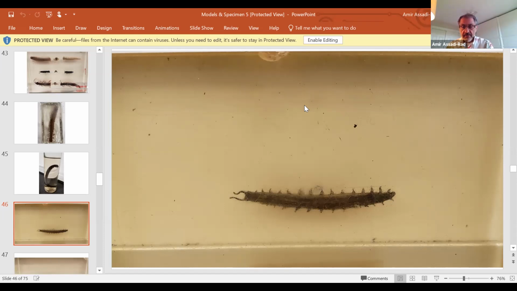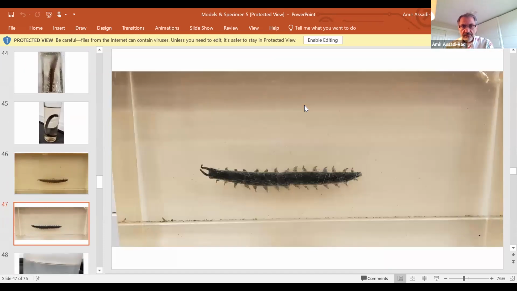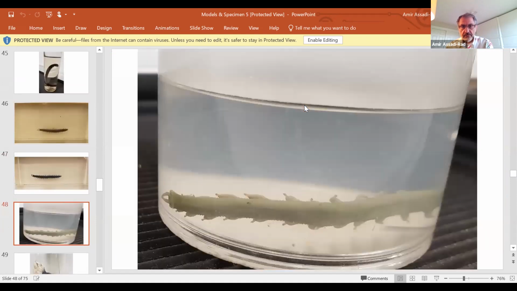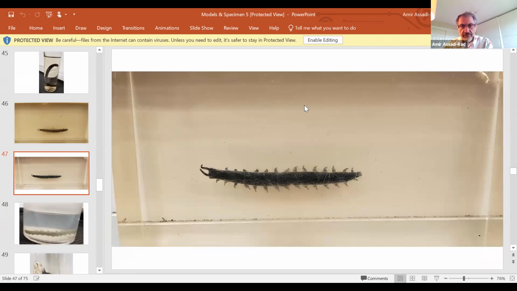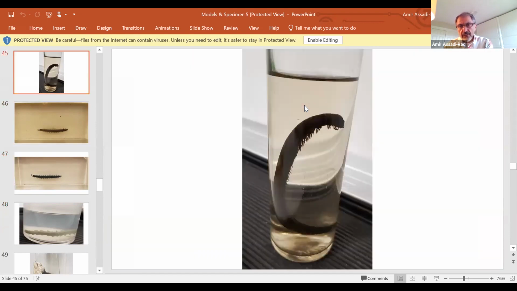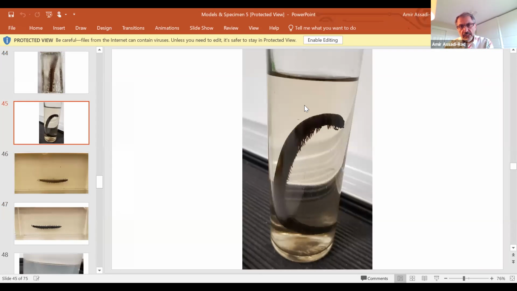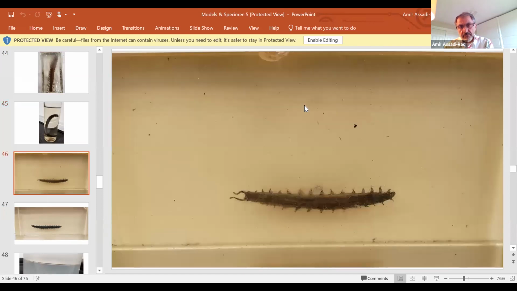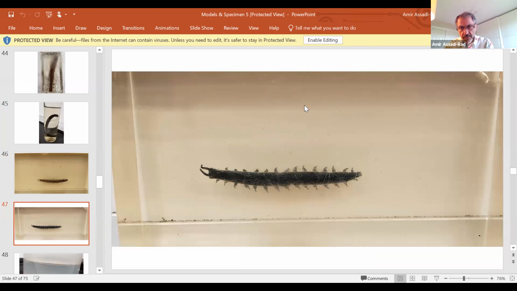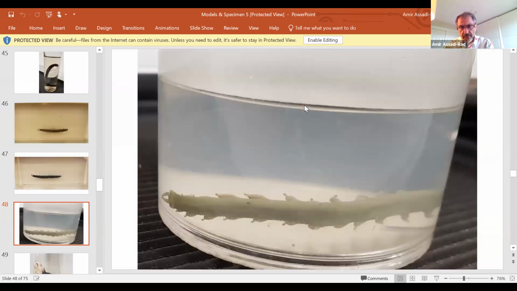Velvet worm, phylum Onychophora. Of course, subphylum Myriapoda. Chilopoda, class. Diplopoda, subphylum Myriapoda. Phylum Onychophora, velvet worm, common name. Okay.